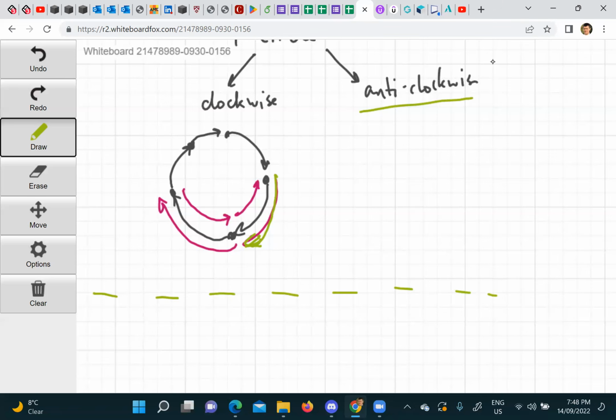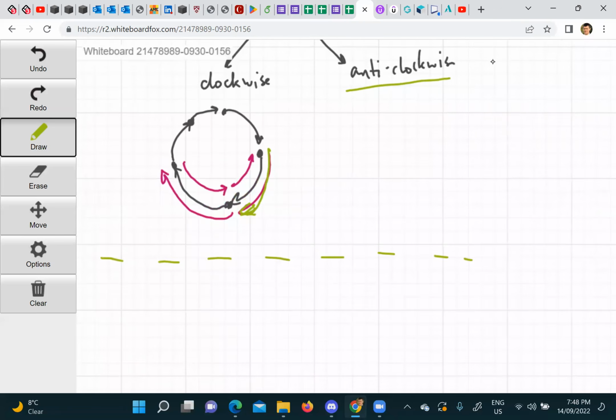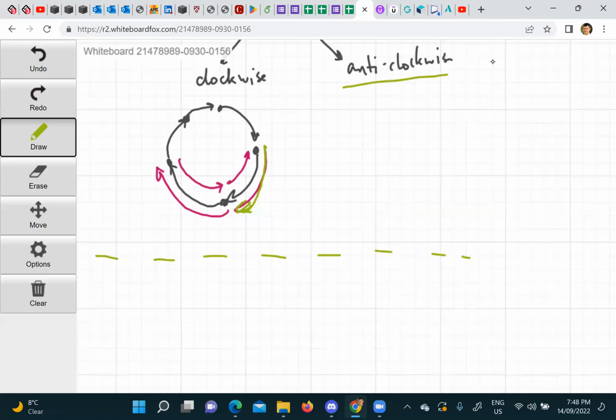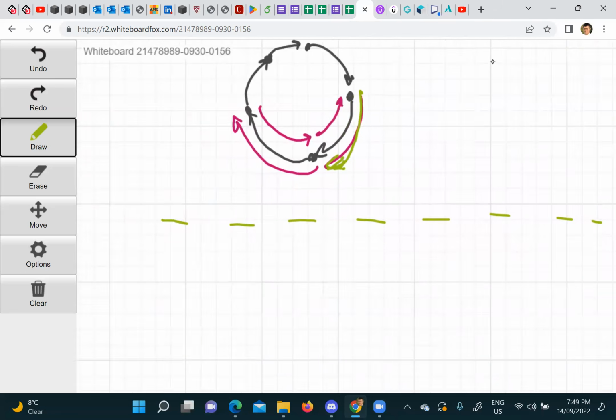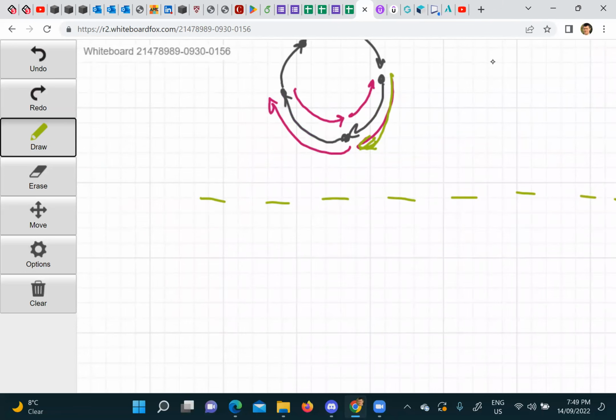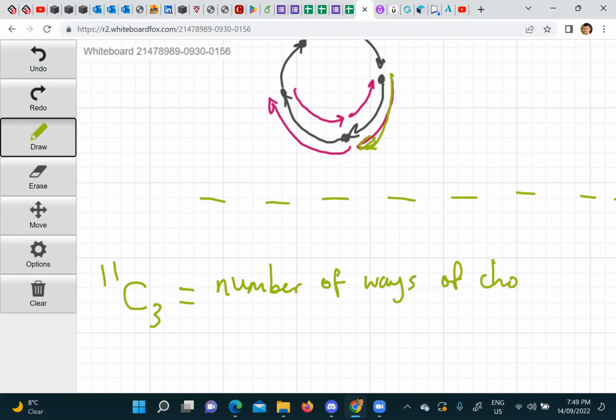So what's wrong with just 11 choose 3? Have you heard of this terminology, 11 choose 3? It's just a symbol, and it's on your calculator if you have one. It's 11 factorial divided by something. This means combination: the number of ways of choosing 3 things from 11 things.